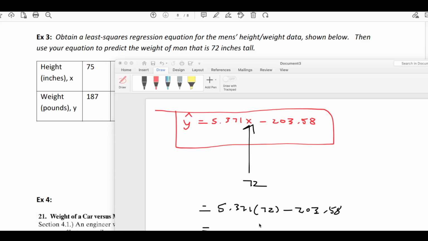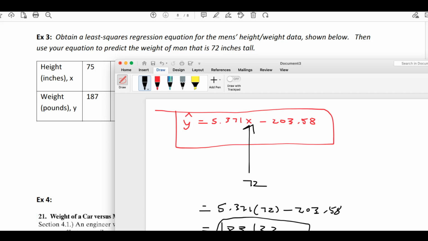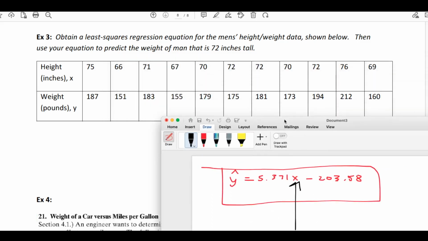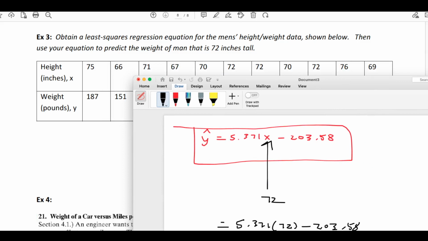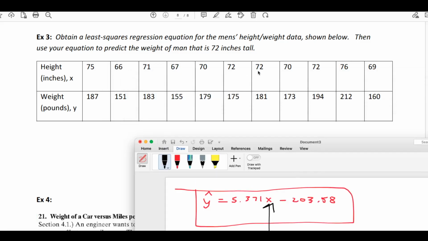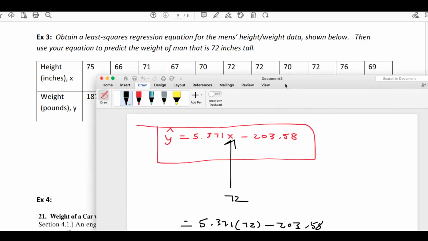So this gives us 183.132. So in this problem, we predicted that a person with 72 inches has 183.132. And as you can see, it's a little off from the actual data we observed. We have two data sets for 72 inches tall. Okay. So linear regression can help us predict.